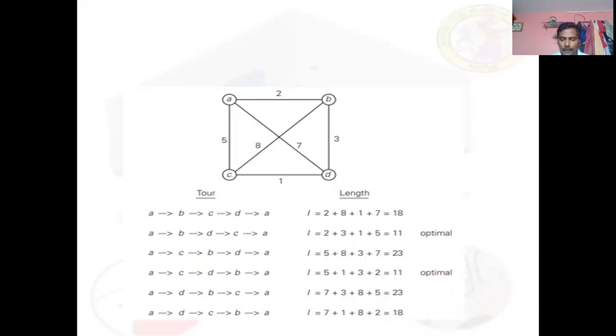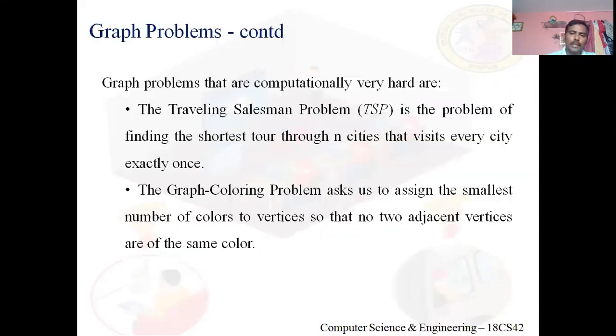I mean to say, the graph coloring problem asks what the minimum number of colors is that you should choose to color A, B, C, D so that no two adjacent vertices are of the same color. Suppose I choose red for A, then B should not be colored with red, D should not be colored with red, and C should also not be colored with red. Clear? So this is the graph coloring problem.